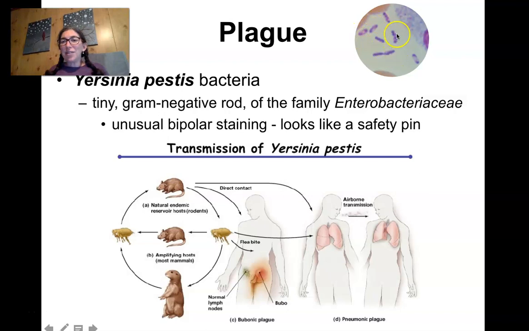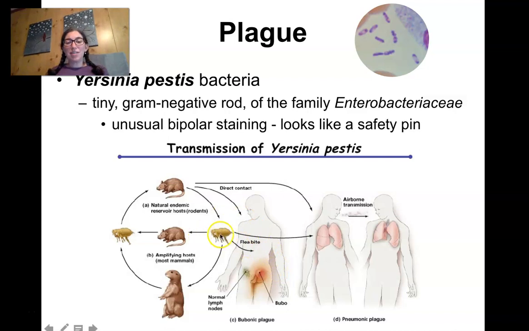If you look at it when it's stained, they kind of do look like little safety pins because it's kind of stained on either end. It has this bipolar staining, and a lot of rodents are carriers. They are reservoirs of this disease, and it can be transmitted to humans through animal feces or through biting insects. So it was really fleas that were transmitting this plague in the bubonic plague and black plague.